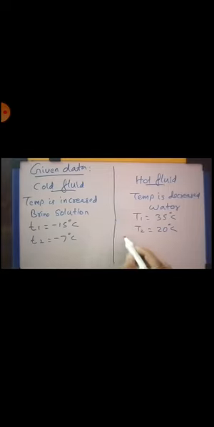In case of the hot fluid, CPH, that is the specific heat at constant pressure for the hot fluid, is given as 4.187 kilojoule per kilogram Kelvin, and the mass flow rate of the hot fluid, that is water, m dot h, is given as 12 kilogram per minute. We have to convert it into kilogram per second. That is 12 divided by 60 kilogram per second.